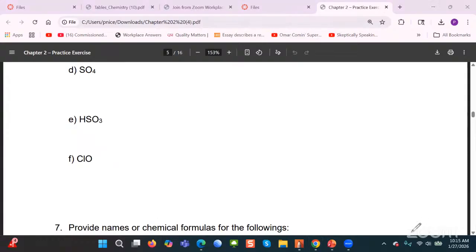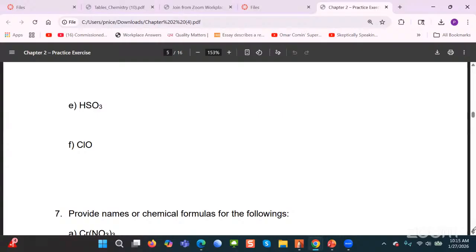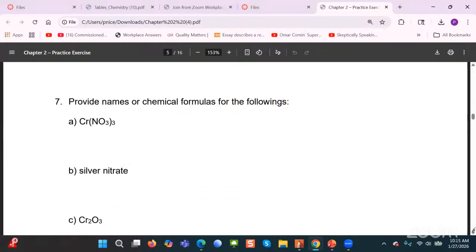Shouldn't be too much of a challenge. Okay, so now we're going to get into the next question, which deals with nomenclature. Basically, what we're talking about here is how do we name compounds. And firstly, what we're going to look at is how do we name ionic compounds.